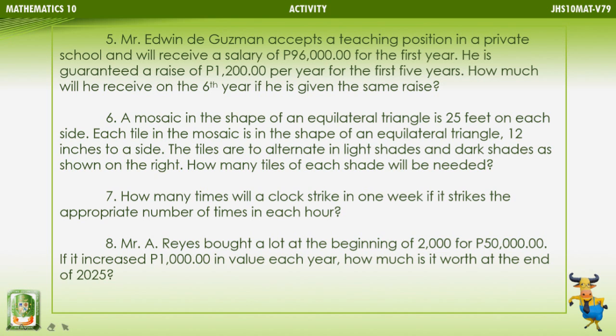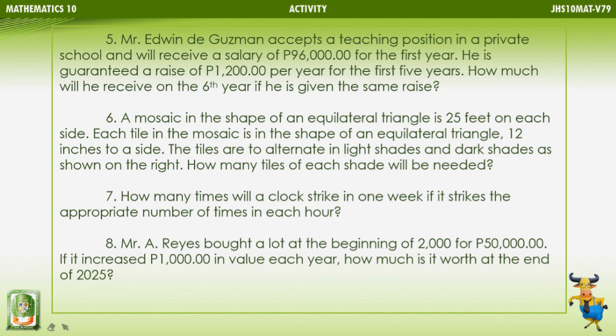6. A mosaic in the shape of an equilateral triangle is 25 feet on each side. Each tile in the mosaic is in the shape of an equilateral triangle, 12 inches to a side. The tiles are to alternate in light shades and dark shades as shown on the right. How many tiles of each shade will be needed?